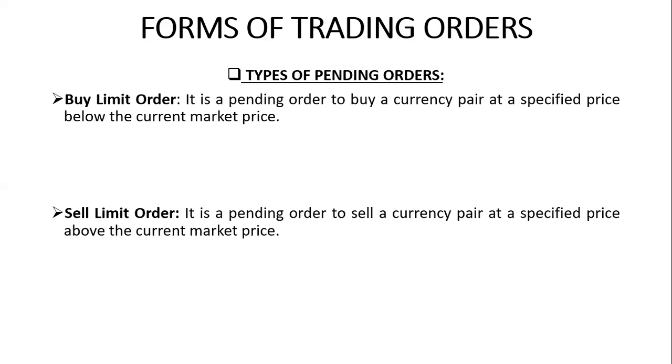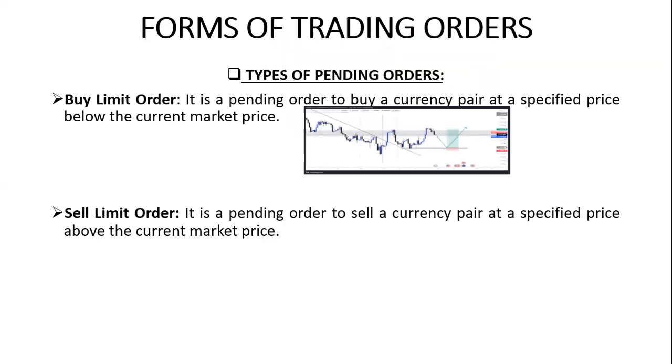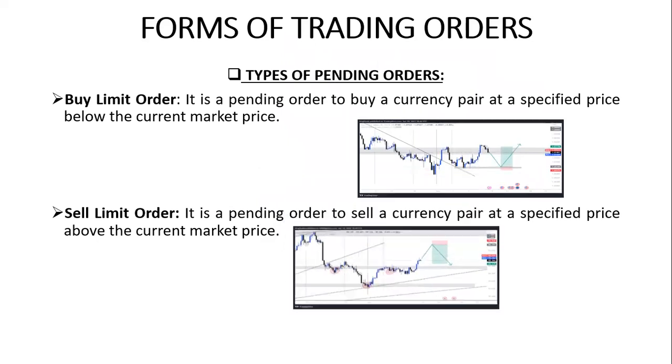Now, let's look at the sell limit order. It is a pending order to sell a currency at a specified price above the current market price. So let's look at the examples of each of them.